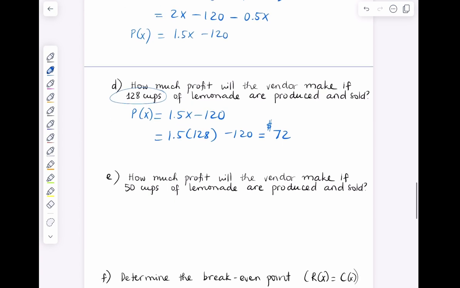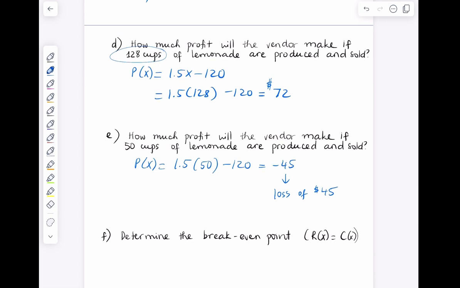How much profit will the vendor make if 50 cups of lemonade are produced and sold? So very similar. We substitute 50 in for x in the profit function. This will give you -45. This negative number indicates that the vendor actually didn't make any profit. He had a loss of $45.